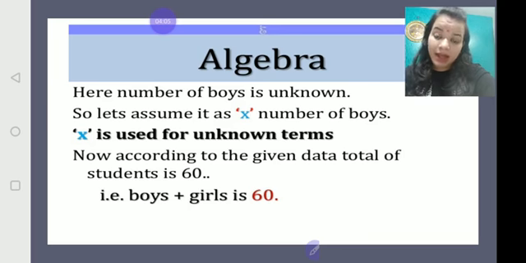Suppose we have x number of boys. Okay, we don't know the number of boys, so we will take it as x. Suppose we have x number of boys. X is used for unknown terms. Now, according to the given data, total students is 60. That means boys plus girls. Total number of boys plus total number of girls should be equal to total number of students.